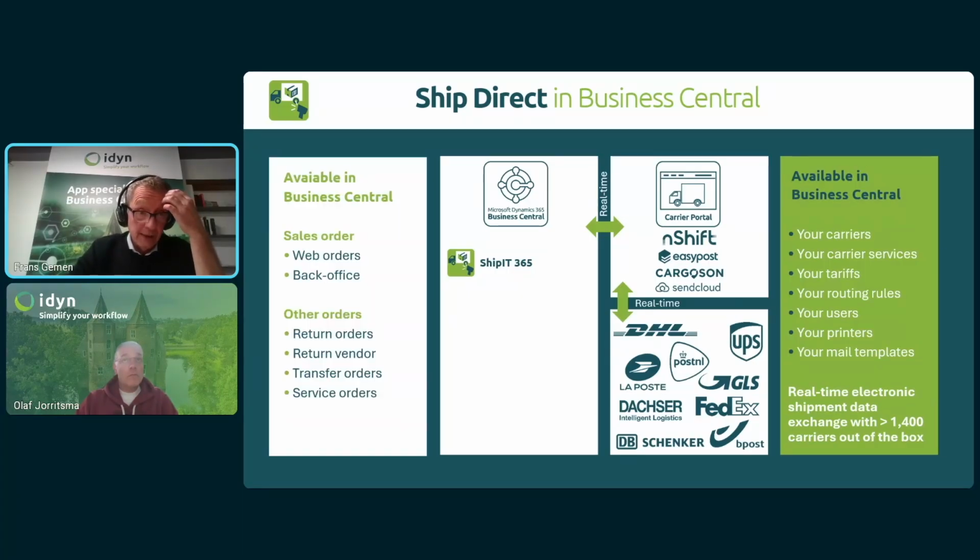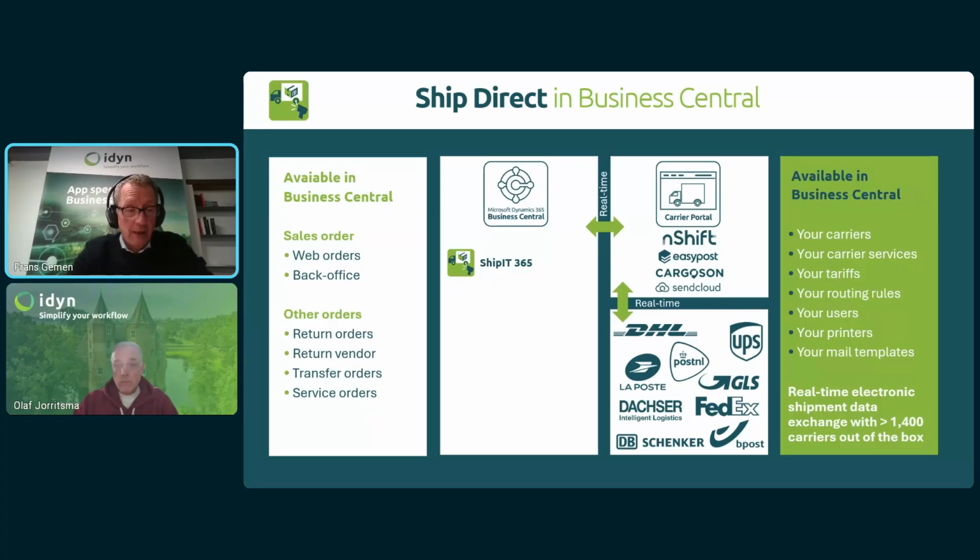We can use ShipIT for quite a lot of different orders. So of course, most important thing, sales orders, maybe they're coming in through the web or entered in the back office. But we can also use it for return sales orders. If the customer sends back to the warehouse, we can generate transport orders and use ShipIT. If we return something to a vendor, later on we also have it available for purchase orders. Transfer orders, if you ship between warehouse locations, that's called transfer orders in Business Central. We can use ShipIT for that as well.